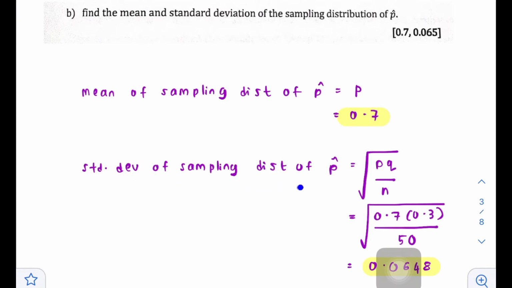And the standard deviation of the sampling distribution of P hat is equal to, this is the formula for the standard deviation of P hat, square root of PQ over N. When you substitute the values, square root of 0.7 times 0.3 over 50, then you have 0.0648. So these two answers are referring to the mean and standard deviation of the sampling distribution of P hat.